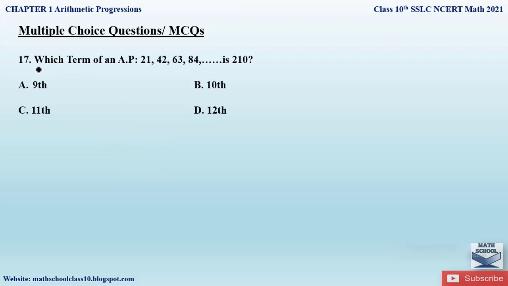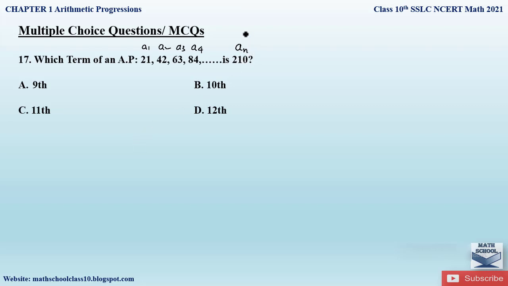Coming to question number 17, which term of an AP, this is the given AP, is 210, right? So here in this AP, the first term is A1, A2, A3 and A4. So we know that 21 is our first term, 42 is our second term, 63 is our third term and 84 is our fourth term. Likewise, we have to find out which term is 210, right? So here they have given us the AN value and we have to find out the value of N, right?